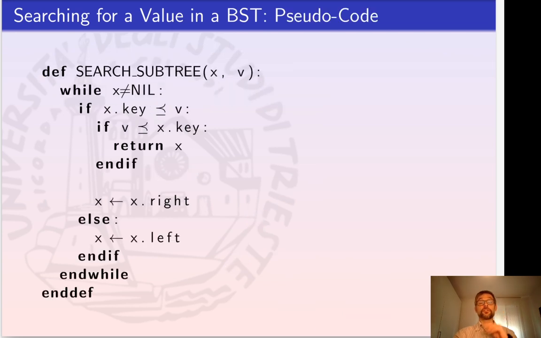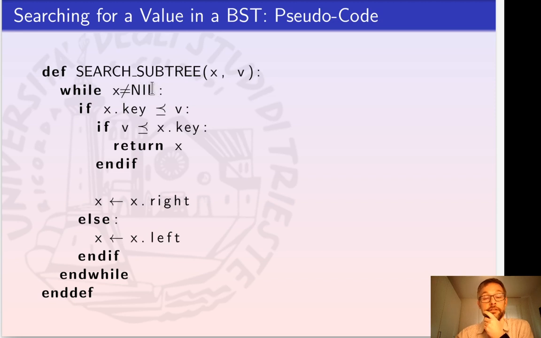Quite easy. So this is the code, nothing more, we already saw it. We are searching for the value v in the subtree rooted on x. Of course, at the beginning of the computation, x will be the root of the tree, but it may change from time to time. So we generalize it by searching on the subtree. Searching a value in a subtree is simply performing this while loop until x is equal to nil.